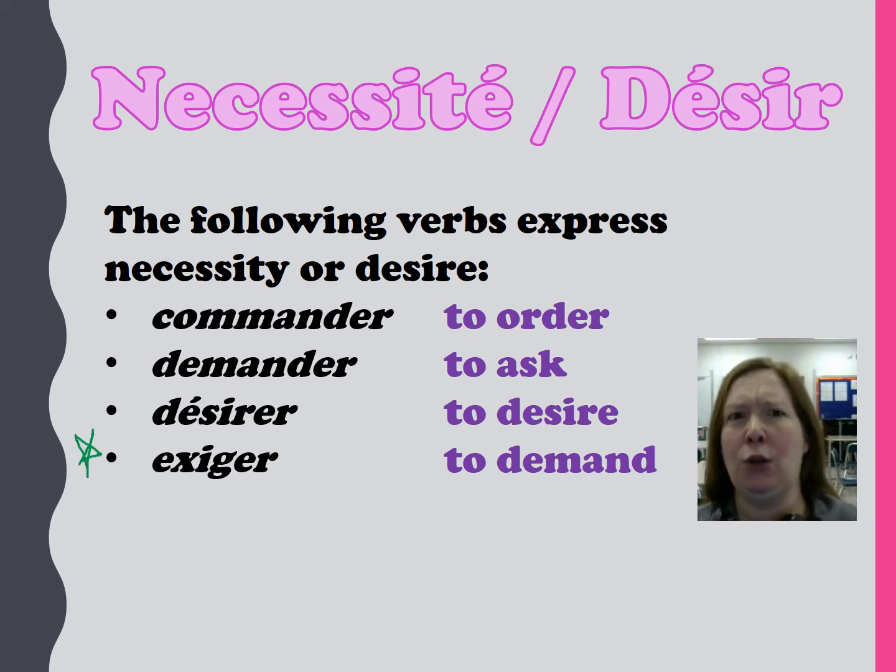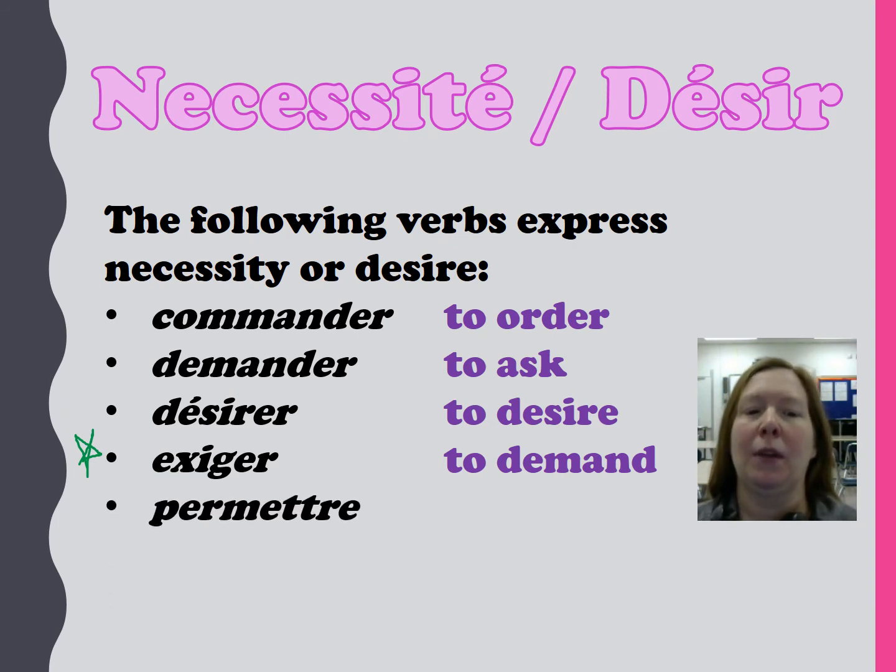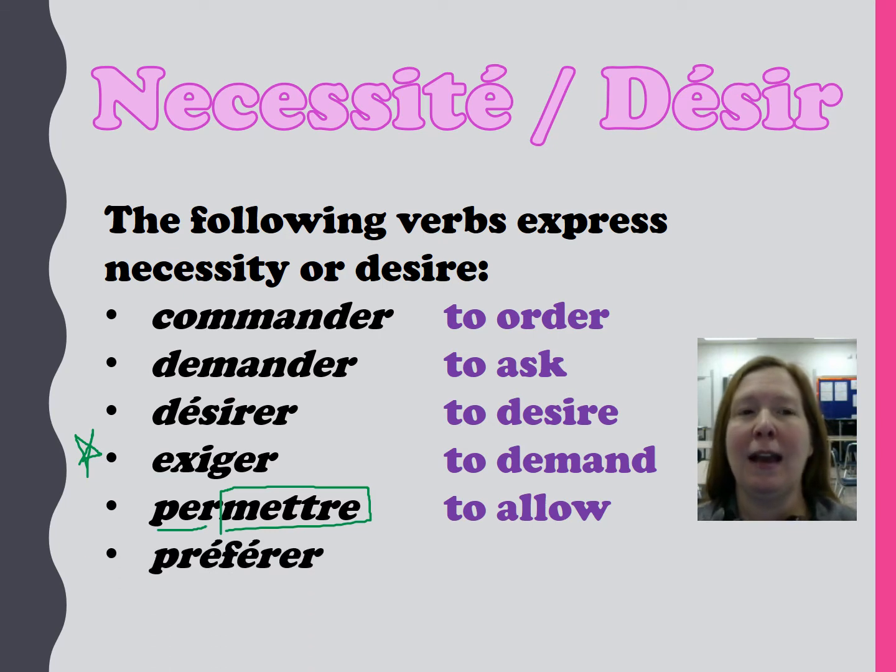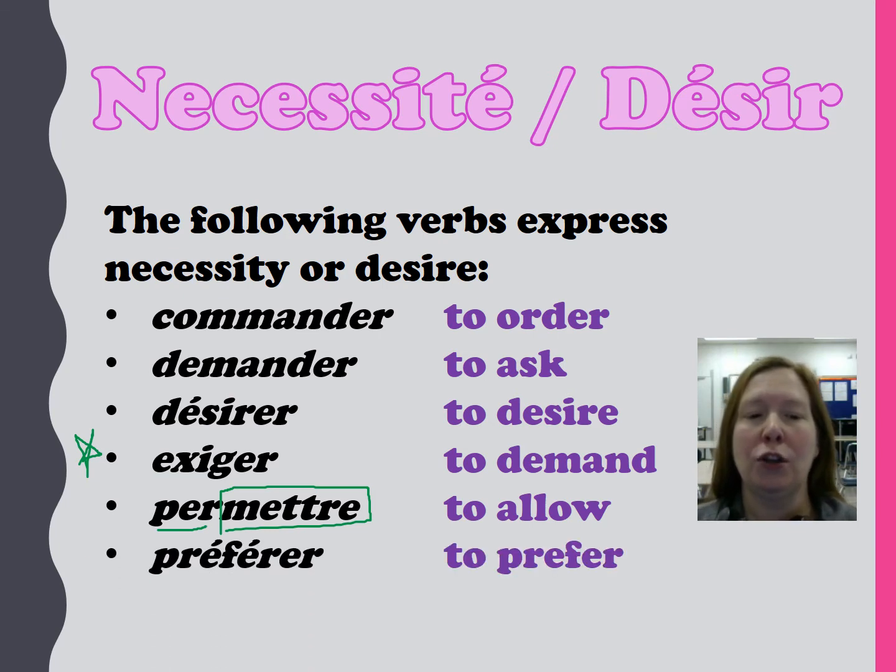I demand that you do something. Permettre, to allow, remembering that this is going to be conjugated like mettre because it has a prefix. Préférer, to prefer. Don't forget that préférer is an accent change. So when you are conjugating this one, you have to worry about whether or not to change that accent.